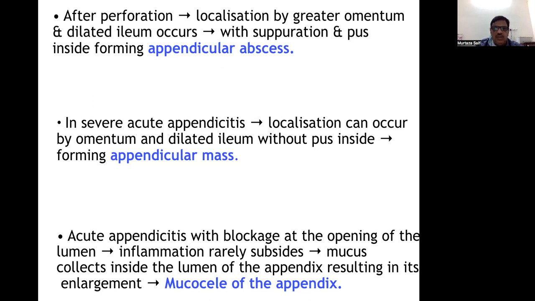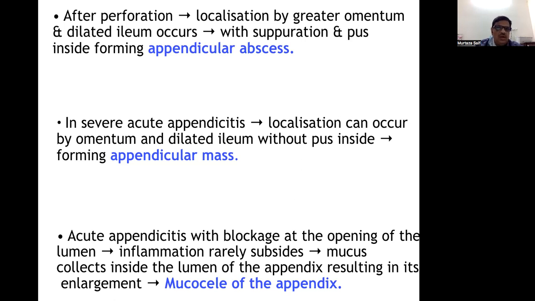In severe acute appendicitis, localization can occur by the omentum and dilated ileum without pus inside, forming an appendicular lump or appendicular mass. In acute appendicitis with blockage of the opening of the lumen, inflammation rarely subsides, and mucus collects inside the lumen of the appendix, resulting in its enlargement, called mucocele of the appendix.